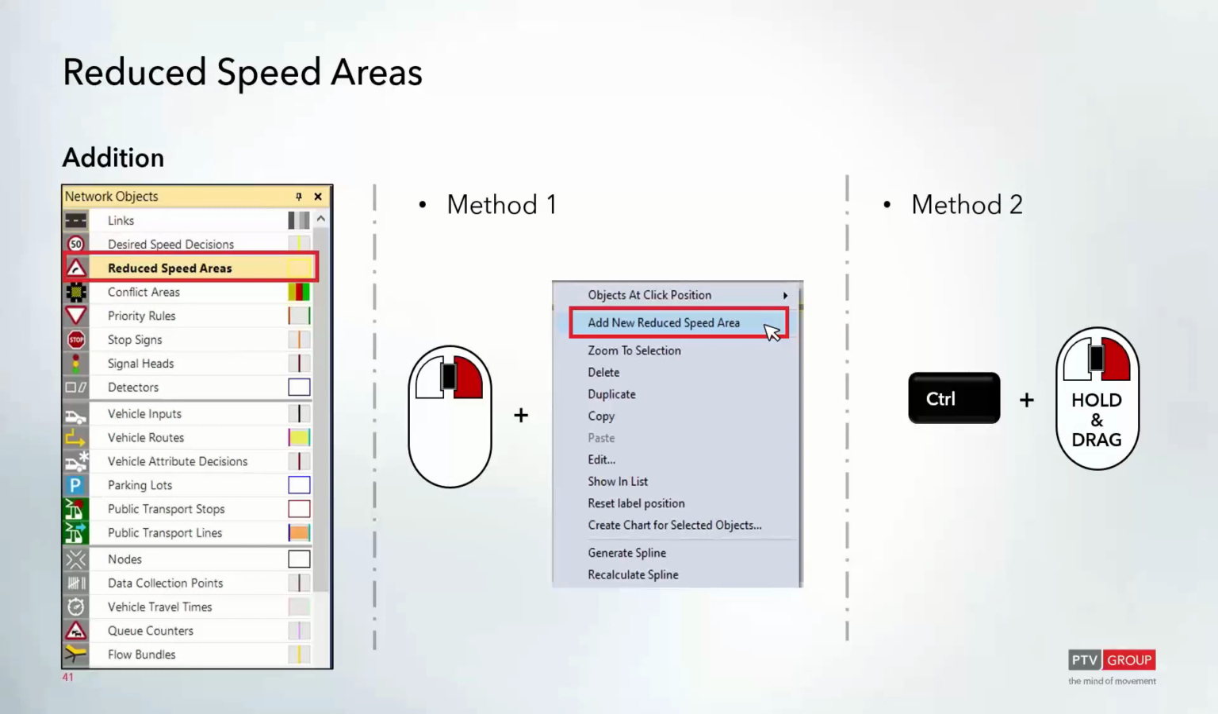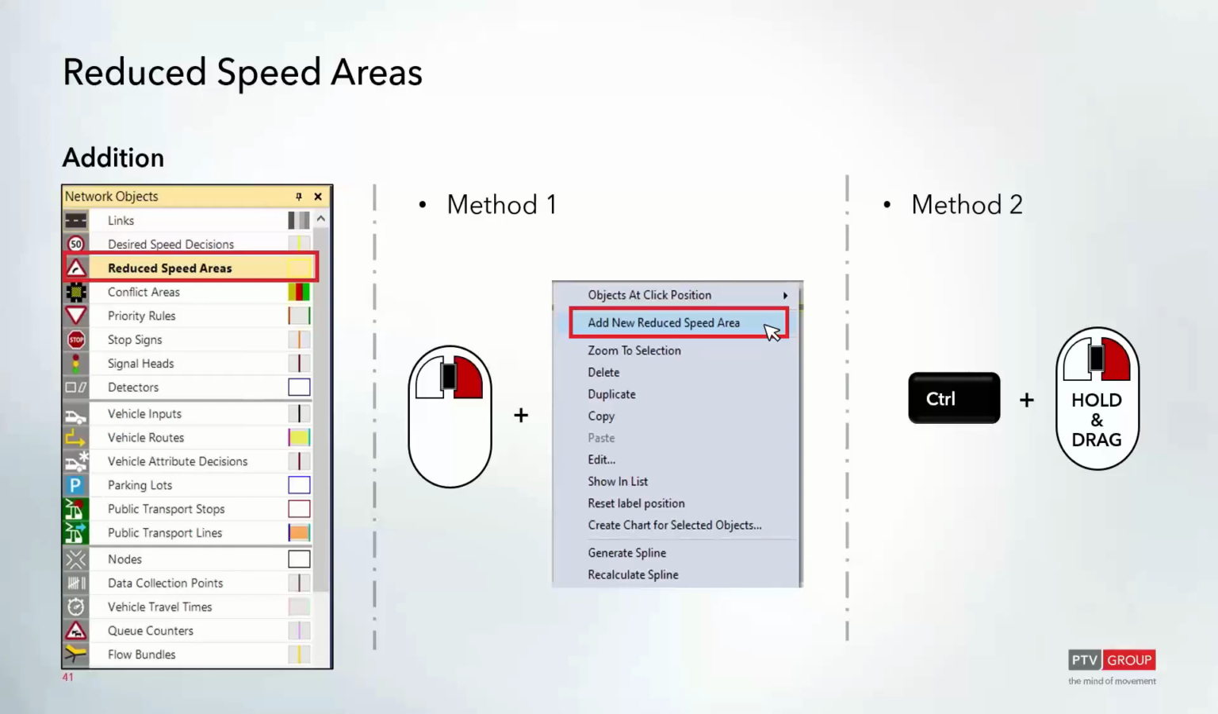And then for the reduced speed areas, these have their own section here underneath in the Network Objects toolbar. So in order to add those, you'll just want to make sure you have that selected first. And then again, you can either add this to a link through the context menu if you right-click on the link and go to Add New Reduced Speed Area.